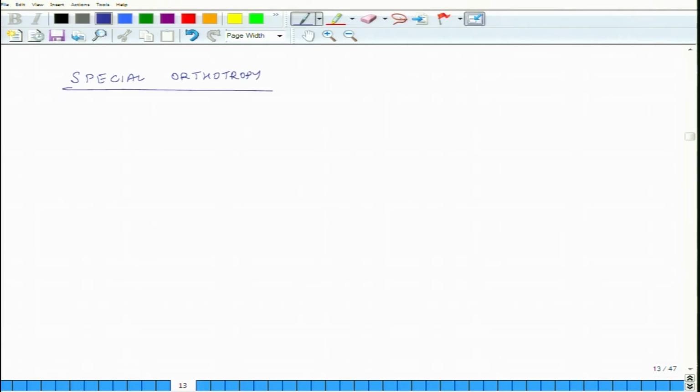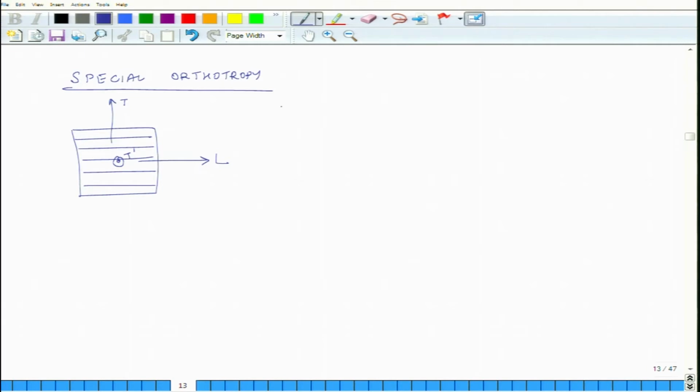So, this is my material, and let us say this is the direction of the fibers. This is my L direction, this is the T direction, and the direction normal to the plane of this board is the T prime direction. So, this is the T prime direction, normal to the plane of this screen which you are watching.